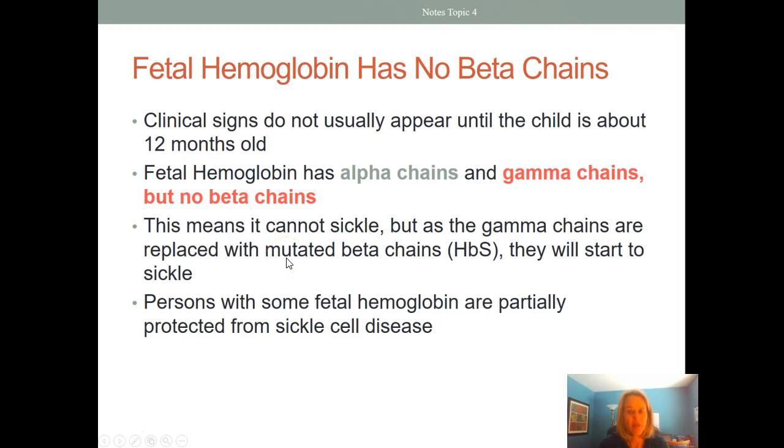Now, fetal hemoglobin has no beta chains, so they can't sickle. So the clinical signs do not usually appear until the child is about 12 months of age.